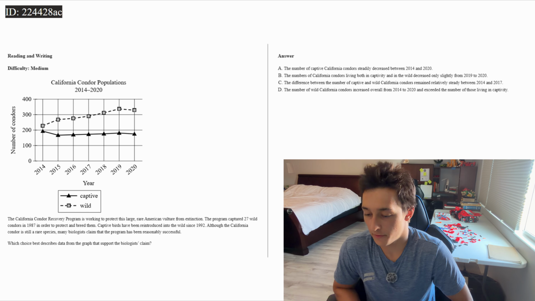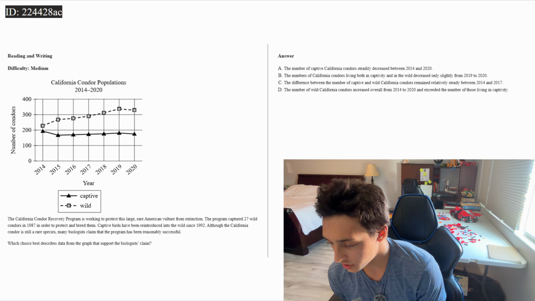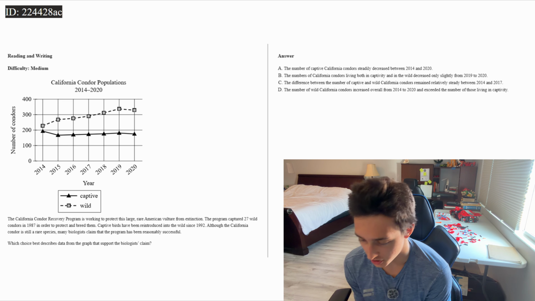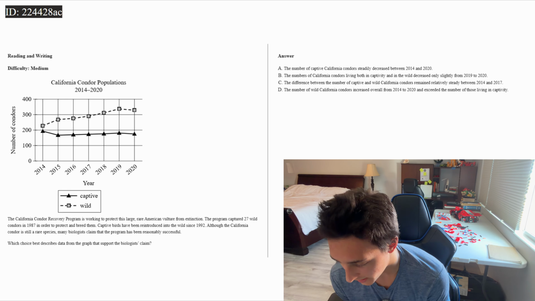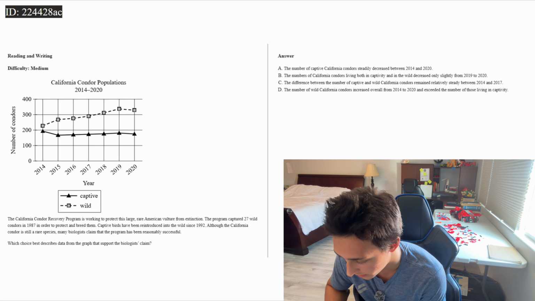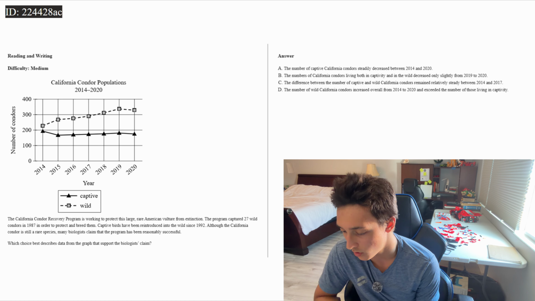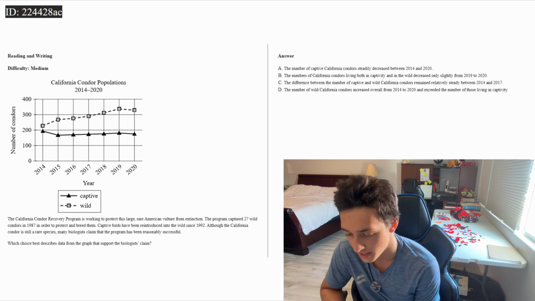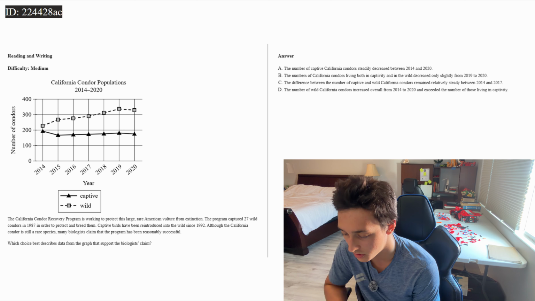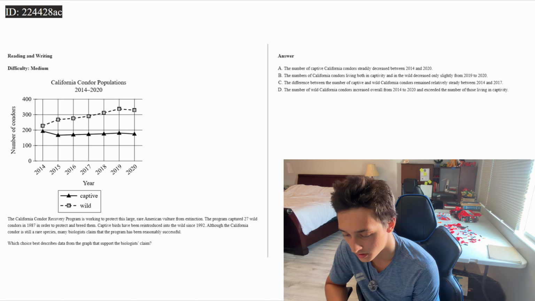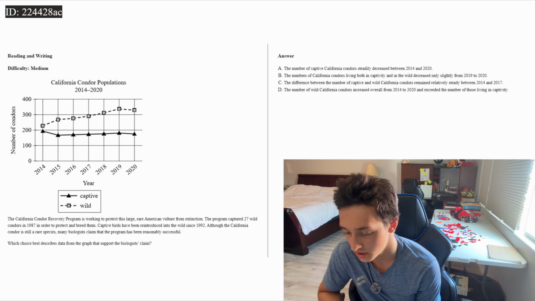This is a medium difficulty, as per usual with the first question. And it is about California condor populations. So let's go ahead and read the text. The California Condor Recovery Program is working to protect this large, rare American vulture from extinction. The program captured 27 wild condors in 1987 in order to protect and breed them. Captive birds have been reintroduced into the wild since 1992. Although the California condor is still a rare species, many biologists claim that the program can be reasonably successful.